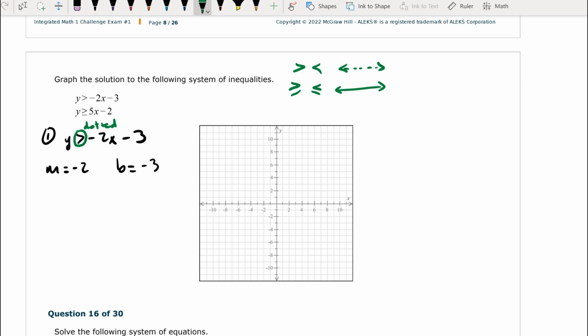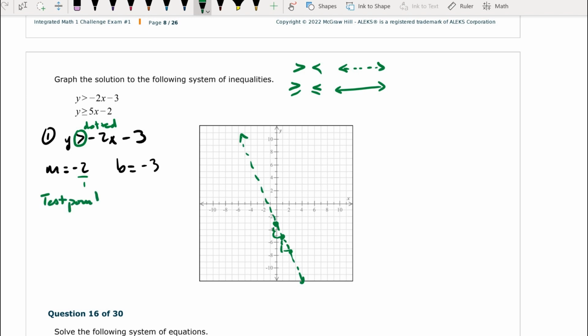So first, I'm going to graph this line. We're going to start at negative 3. Negative 2 over 1, which means down 2 over 1. Down 2 over 1. Then we draw the line through them. Oh, sorry, I just assumed that's going to be a solid line. My bad. Let's try it again. It's going to be a dotted line. Okay. Then we're going to do the test point.